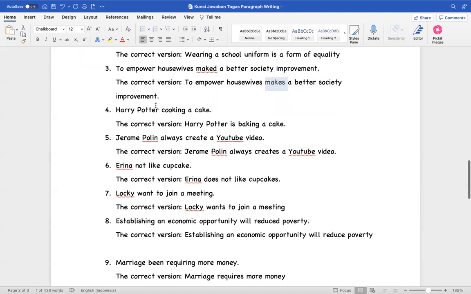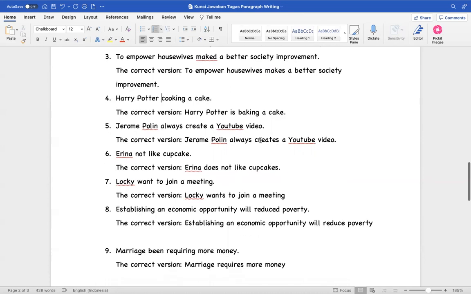Terus number 4, cooking. Ya ini juga verb ing ya. Verb ing yang deketan sama subjek tapi nggak ada to be-nya, kan bukan ya, nggak bisa gitu. Jadi harus dikasih to be. Nah, pemilihan kata cooking ini juga kurang pas, karena cake, kue itu dipanggang ya, bukan dimasak. Jadi di sini is baking a cake. Gitu. Tapi kalau teman-teman ada yang jawab cooking, ya nggak apa-apa deh. Mungkin cooking pancake ya, kayak kue cucur gitu kan. Dia di wajan ya, jadi nggak dipanggang.